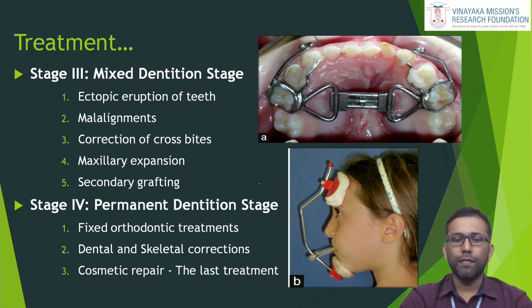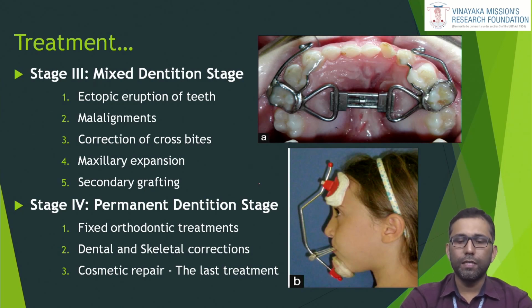And secondary grafting. What is secondary grafting? We have already done the palatal correction in the first stage. This has to be addressed if there is a communication developing between the nasal cavity and the oral cavity. We need to do a grafting to cover up that communication between the nasal and oral cavity. So this happens during the mixed dentition.